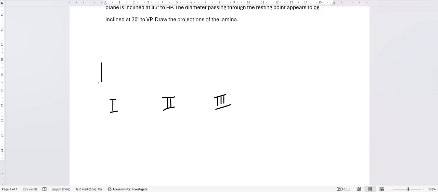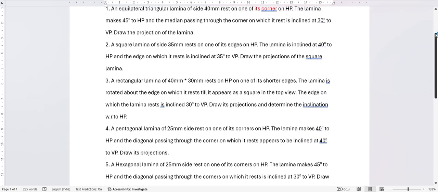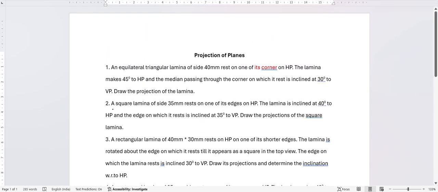Okay, so in the first position, you have to find whether this is an edge condition or a corner condition. Based on that, below HP you have to draw the sketch. So in this problem they have given the corner, so you need to draw this. And then what is the dimension? According to the dimension you need to draw and project this length, and that will be your first position. Okay, now so in each problem you have to do that.